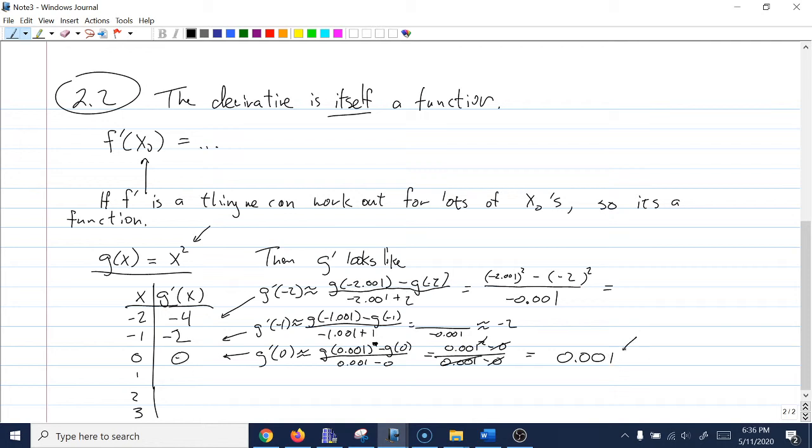When the answer is 0, it can be weird to identify that this is a number close to 0, but this is just as close to 0 as our negative 4.001 was close to negative 4. So it's the same kind of deal. G prime of 1, I follow the same thing, and I'm going to end up with a number very close to 2. For 2, a number very close to 4. For 3, a number very close to 6.